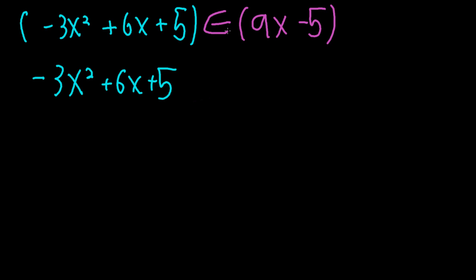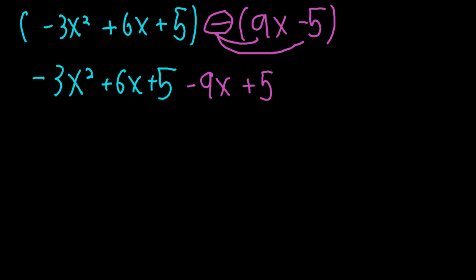And when I write my g of x out, I have to remember to take this negative sign right here and distribute it to all the terms on the inside. So I get minus 9x plus 5.